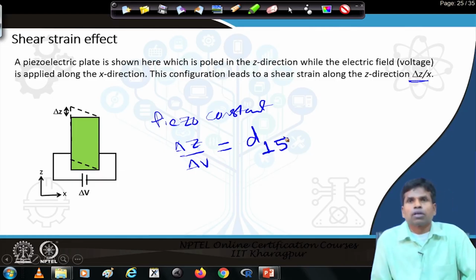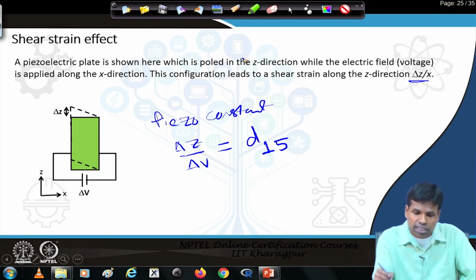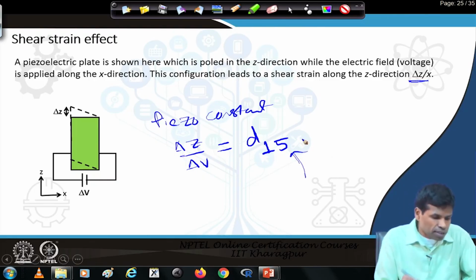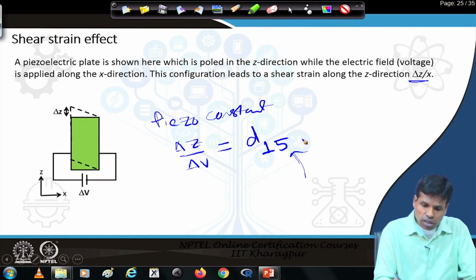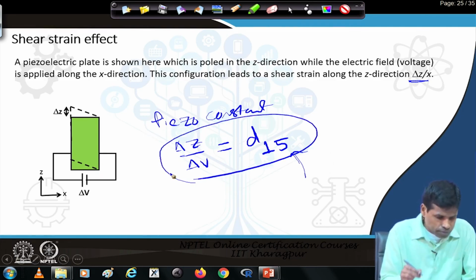d15. Before, we had three terms, 1, 2, 3, for x, y, z. One is for the x direction, where the piezo constant is going in the x direction, and 5 is for this shear effect. By convention, we use d15 as the piezo constant for the shear strain effect.